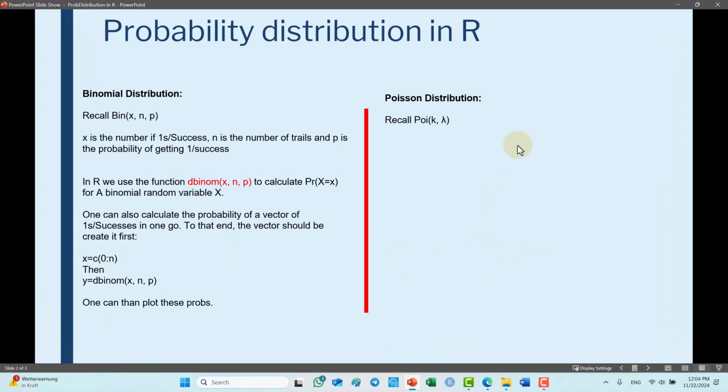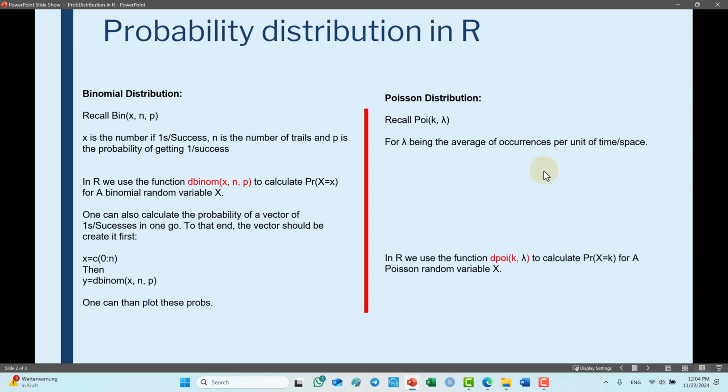The second distribution is the Poisson distribution. Recall that Poisson distribution has namely one parameter, lambda, where lambda is the average of occurrences per unit of time or per unit of space.